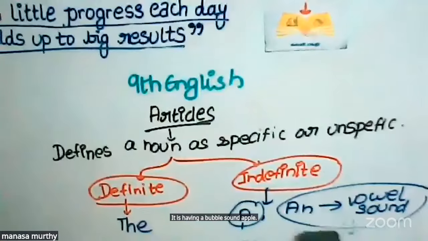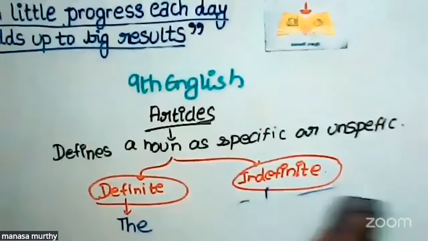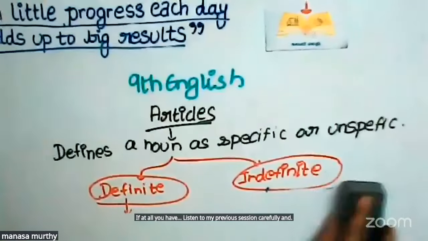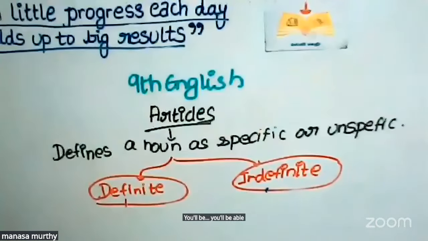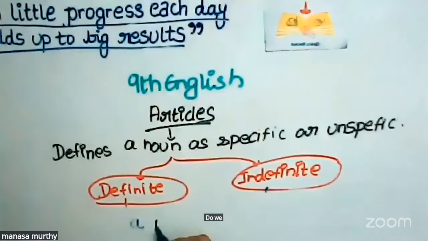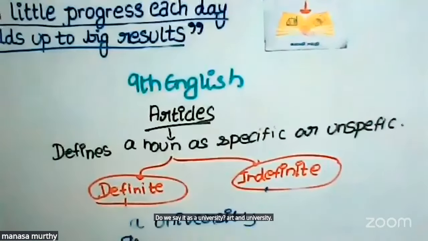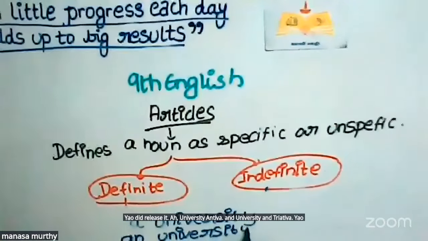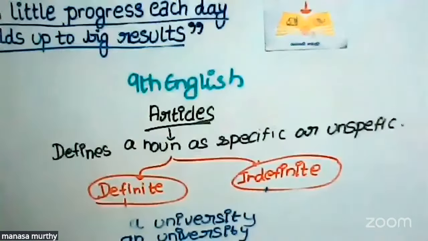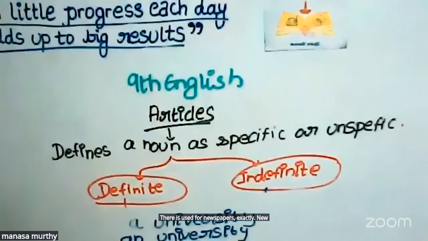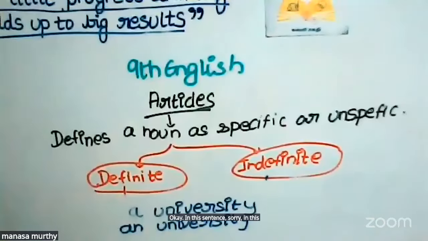If you have listened to my previous session carefully, you will be able to answer this question. Do we say a university or an university? Which is right among these? The is used for newspapers, exactly. Newspapers, aeroplanes, correct. In this word, university, which is the appropriate article that we have to use? A university or an university?